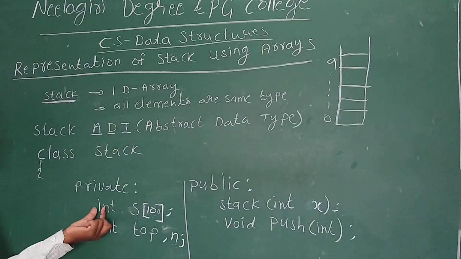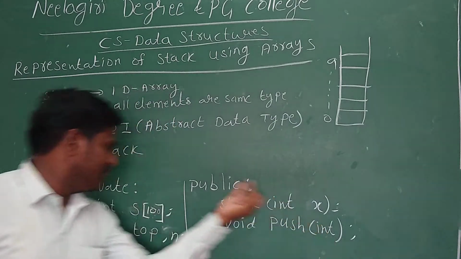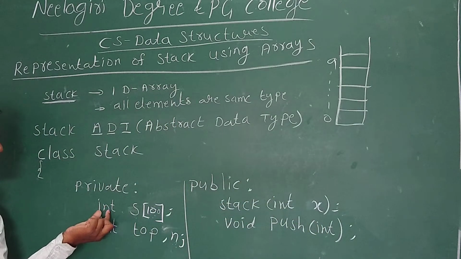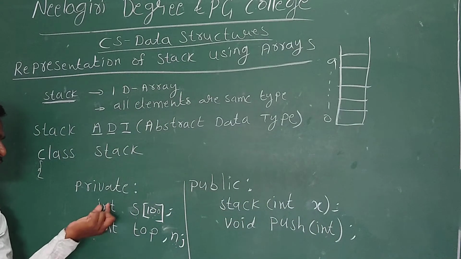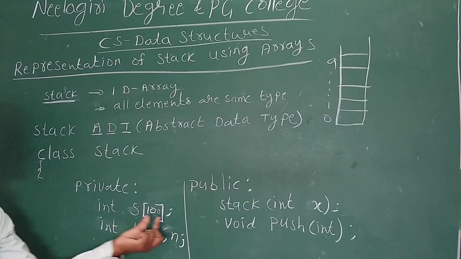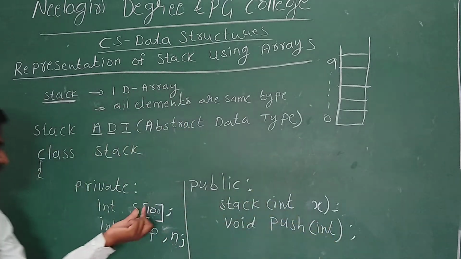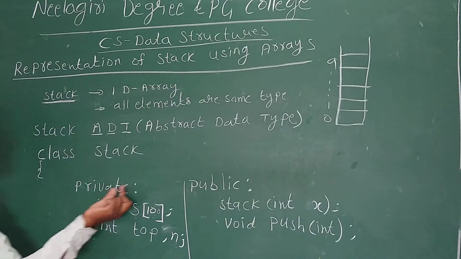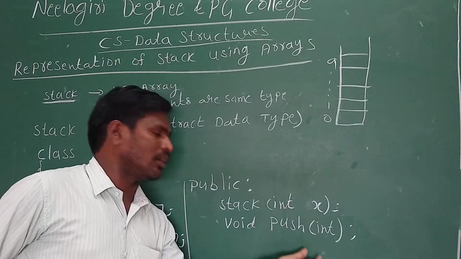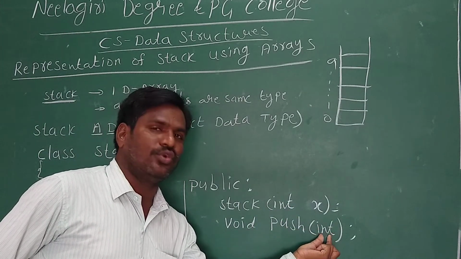For example, if it is a character, we have to give a char only. If the stack data type is char, that means we can store only characters in the stack. So here also it must be char. If the stack data type is float, it can store only float values. So at that time also the push has to take the float data type.